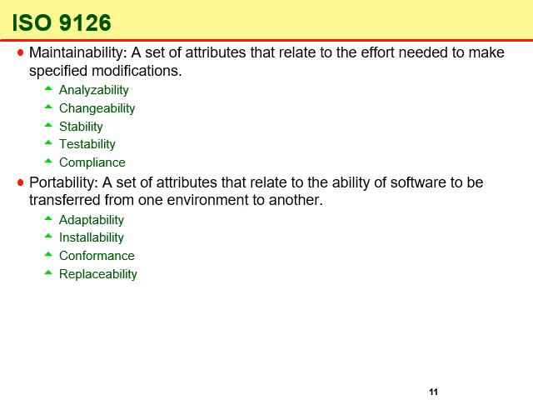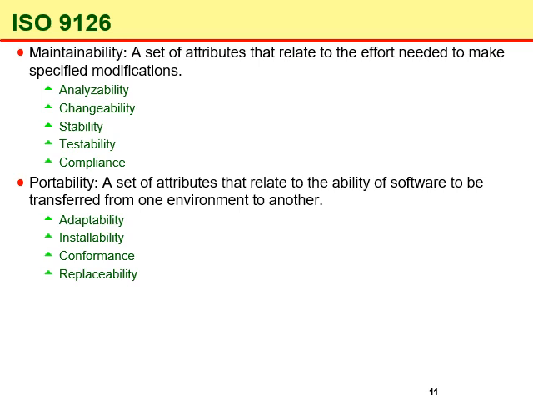Then the next factor is portability, which is in fact a set of attributes that relate to the ability of software to be transferred from one environment to another. And portability has several sub-factors that include adaptability, installability, conformance, and replaceability.